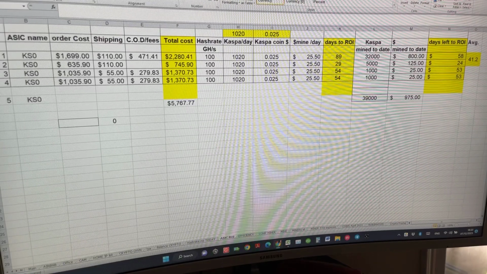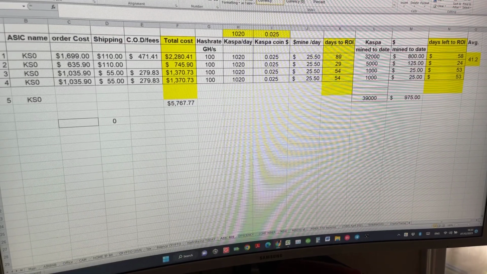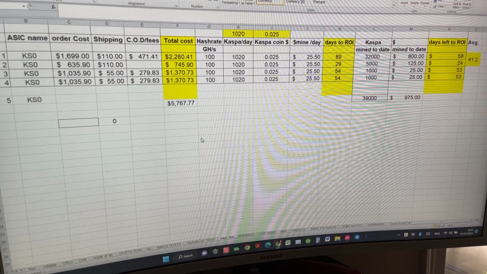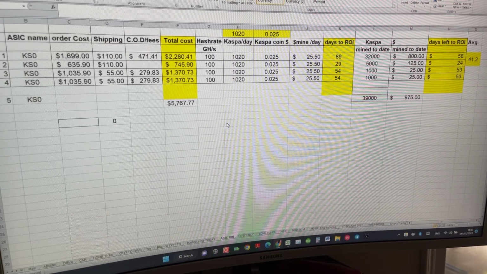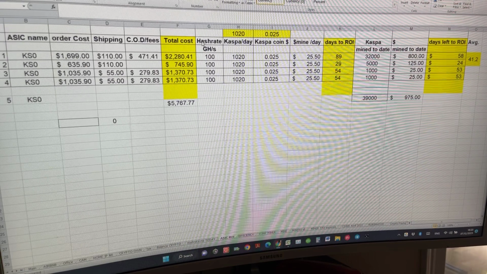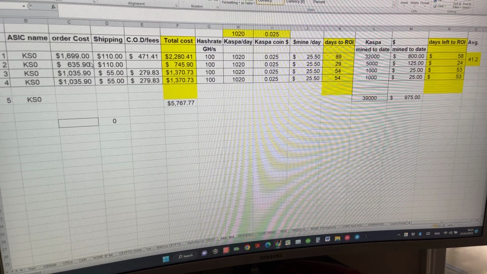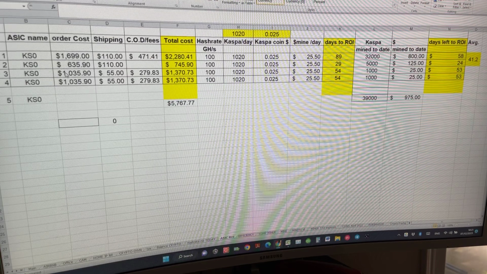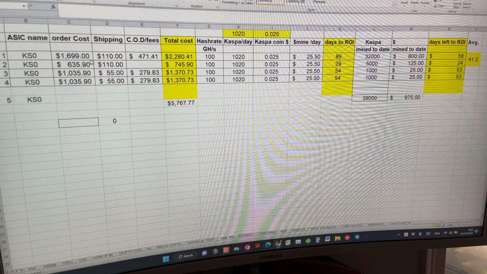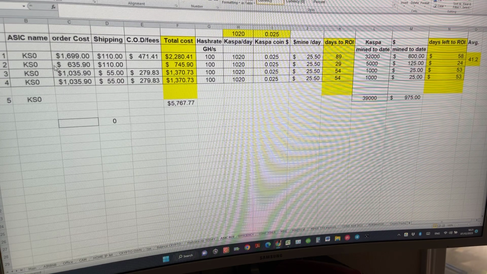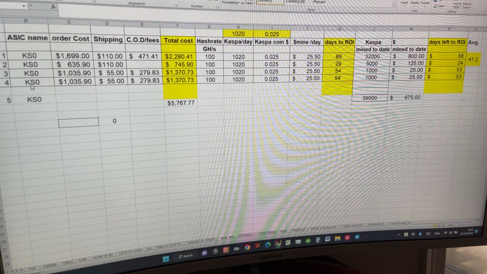Hello guys, in this video I'd like to talk about this ROI, a little Excel spreadsheet I created. Basically what we want to see is how many days is ROI on my first KS0, and then the second KS0 that was discounted on the second batch, and then two others. So we'll just go one by one. So this is the first line.